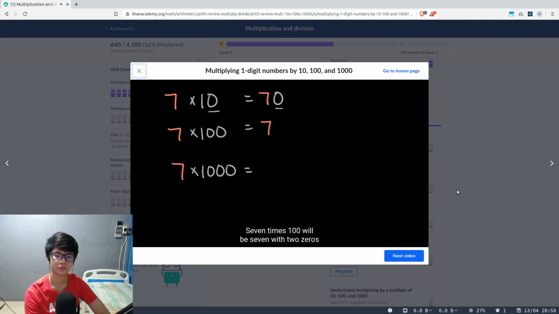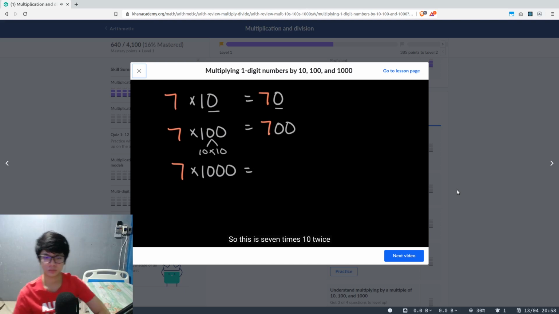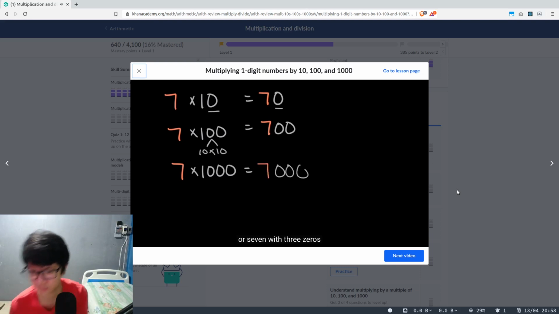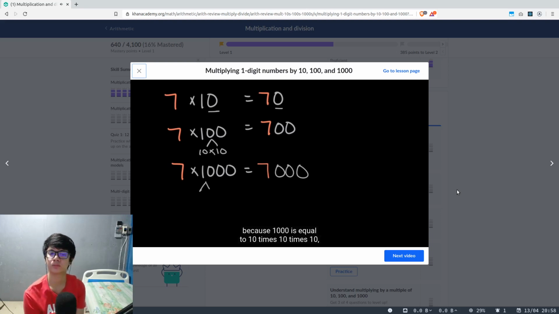7 times 100 will be 7 with 2 zeros, because again 100 is the same as 10 times 10. So this is 7 times 10 twice, so we have 2 zeros. And 7 times 1,000 will be 7,000, or 7 with 3 zeros, because 1,000 is equal to 10 times 10 times 10, or 3 tens. So we add 1, 2, 3 zeros.